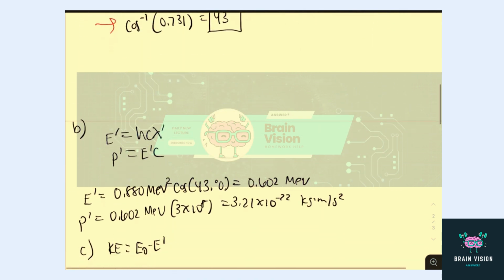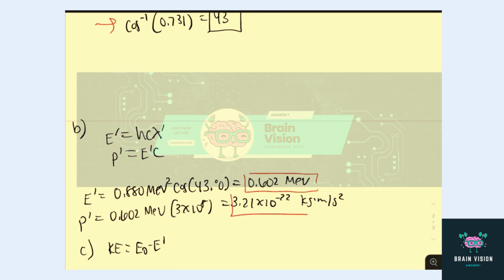Next, we're asked to find the energy and momentum of the scattered photon. So E prime is for the scattered photon, which is hc over lambda prime, and P prime is E prime over c. So we can use what we have. We have E prime is equal to 0.880 times cosine of 43 degrees, and we get 0.602 MeV. And for P prime, it's 0.602 over 3 times 10 to the 8, and we get 3.21 times 10 to the negative 22.